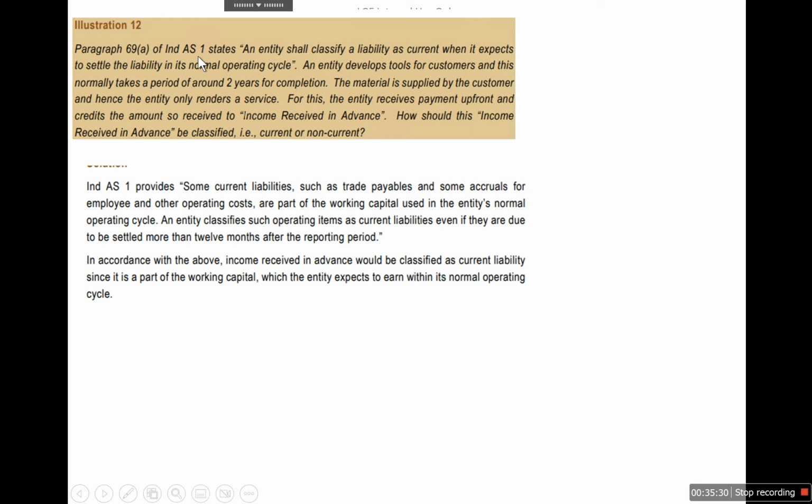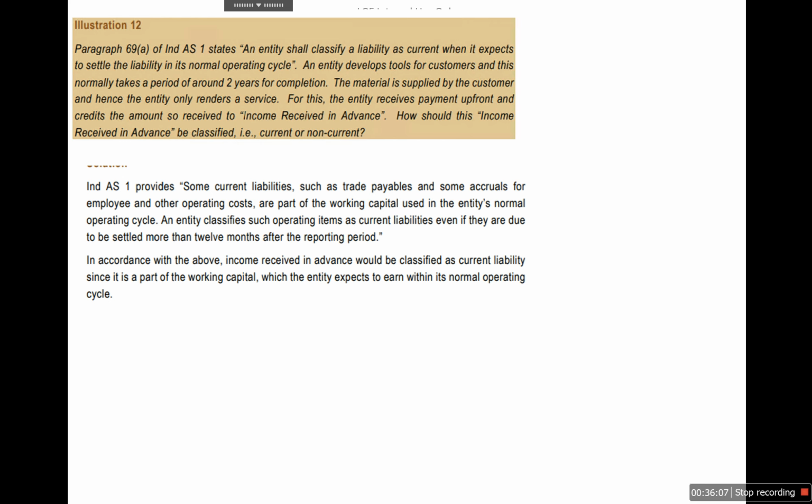Paragraph 69A of Ind AS states the entity shall classify a liability as current when it expects to settle the liability in its normal operating cycle. An entity develops a tool for a customer, and this normally takes a period of 2 years for completion, and the material is supplied by the customer, and hence the entity only renders a service. For this, the entity receives a payment upfront and credits the amount so received to income received in advance. So how should this income received in advance be classified?